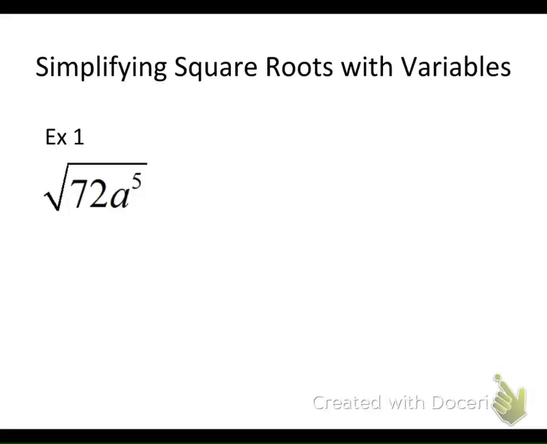So example number 1, the square root of 72a to the 5th power. When we start simplifying the square root with variables, we're going to start by first simplifying the numbers. Okay? So what that means is we're going to go ahead and factor 72. That's what we know. So what two numbers can I multiply together to get 72?